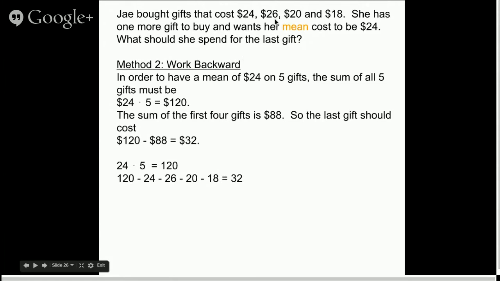If you tried 32, then you'd get 24. Okay? The same question, you could also work it backwards. So if you know that she'll have 5 gifts, if all 5 gifts cost $24, then the total cost should be $120. So the sum of the first 4 gifts is 88. So when you add these up, 24, 26, 20, 18, you get 88. The last gift should cost 120 minus 88, so it costs 32. Same answer, just different method.